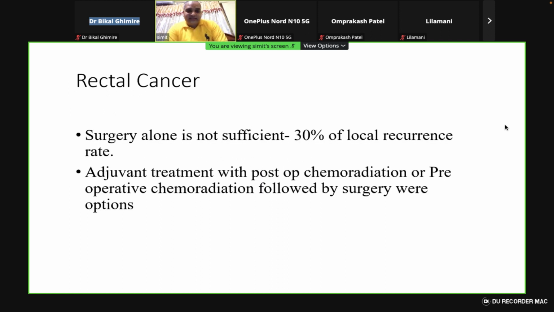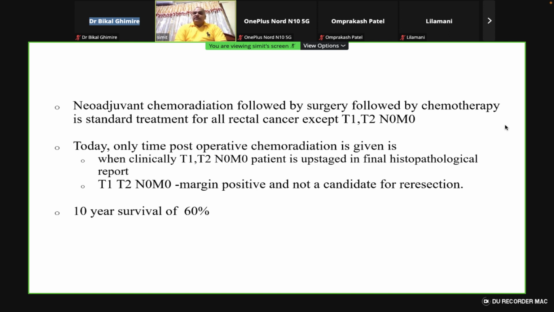In rectal cancers, we know surgery alone is not sufficient, with a 30% local recurrence rate. So adjuvant treatment with post-op chemoradiation, or preoperative chemoradiation followed by surgery, were the options. However, if we see all the data, neoadjuvant chemoradiation followed by surgery followed by chemotherapy is standard treatment in all rectal cancer except T1, T2, N0.